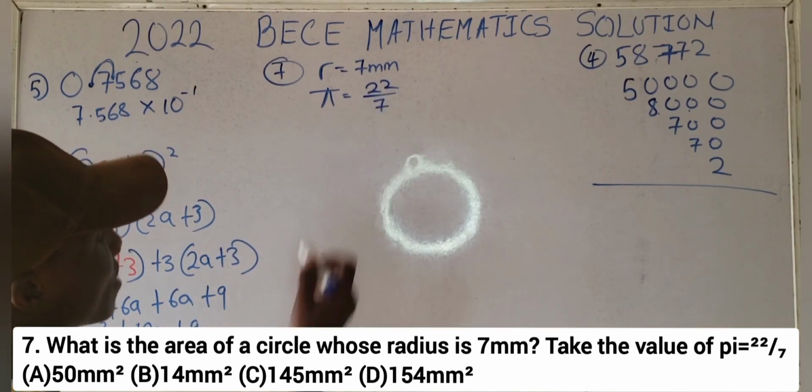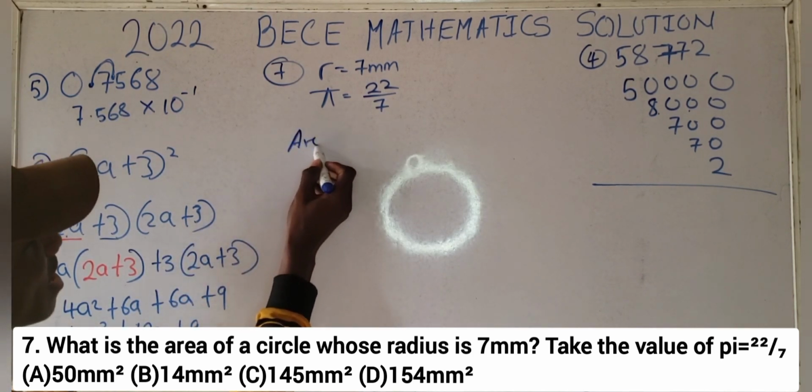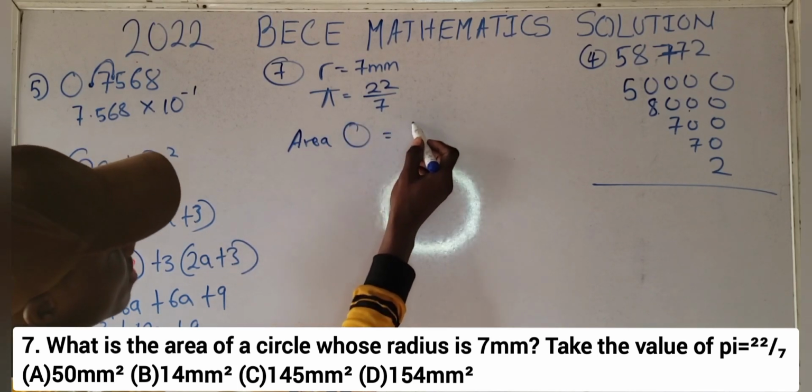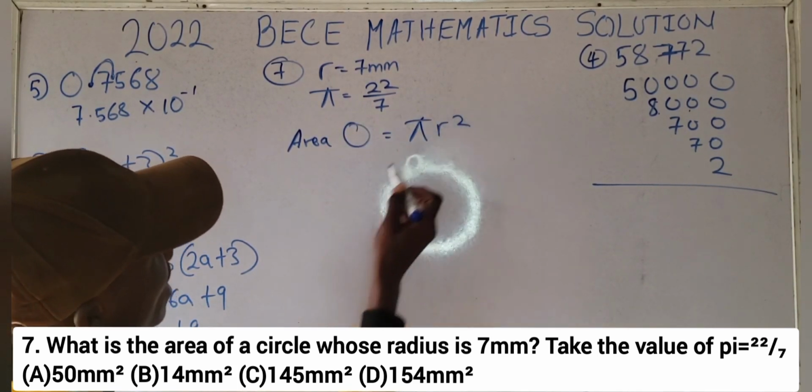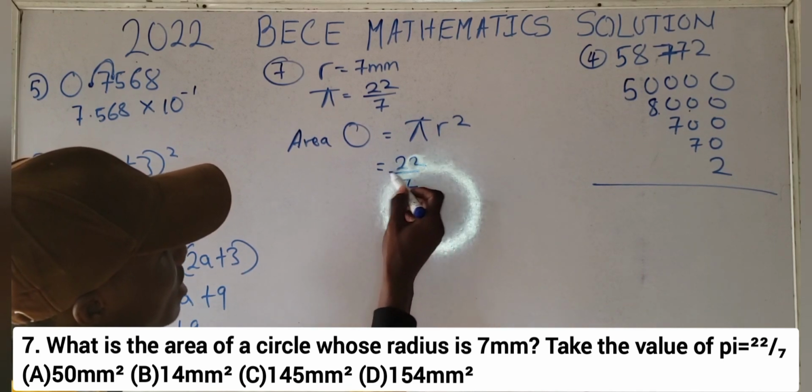Now, what is the area of a circle? You see, in solving this question, you have to remember your formula. Area of a circle is what? Pi r squared. So, the area is what? Pi r squared. Now, pi is what? 22 over 7 as given in the question.